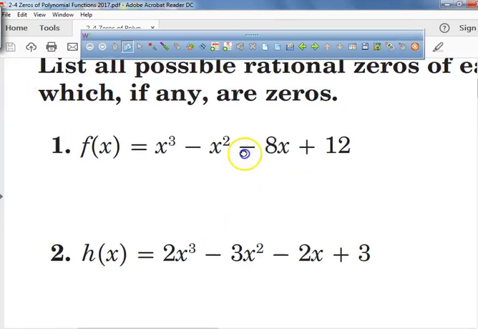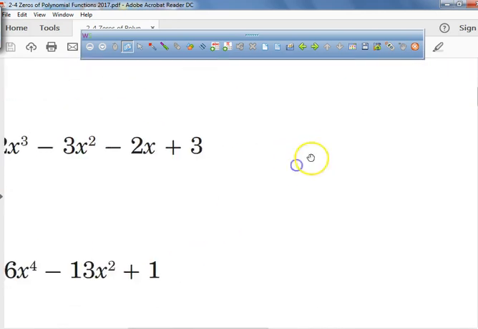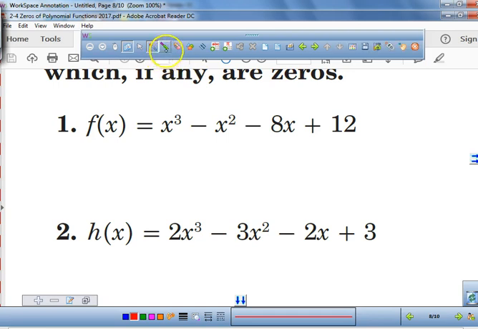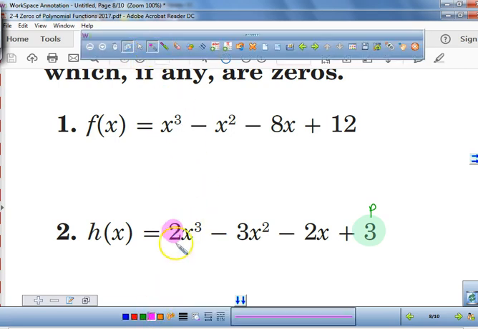Alright, let's see where we are. We're still dealing with zeros of polynomial functions. I want you guys to look at problem number 2. The very first thing I would like you to do is highlight this 3 and label it as the letter P. And then we're going to highlight this leading coefficient of 2, and we're going to label that guy Q.